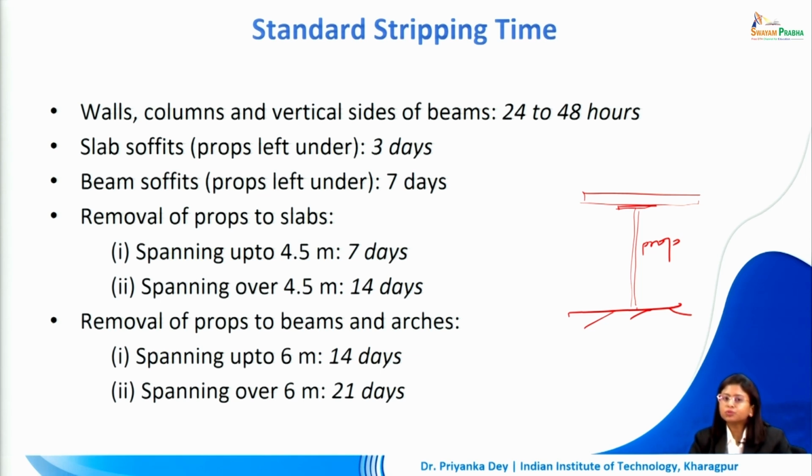Removal of props to slabs is such that if the slab is spanning up to 4.5 meters, in 7 days we can do stripping. For more than 4.5 meters, we have to wait for 14 days. Similarly, for the removal of props to beams and arches, if it is up to a span of 6 meters, 14 days is the waiting time. For more than 6 meters, we have to wait for 21 days or more.